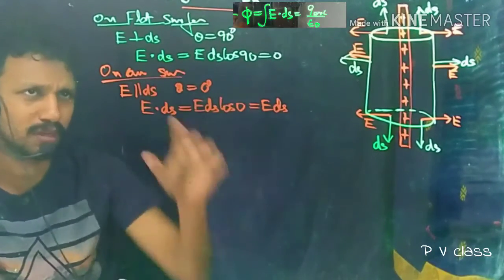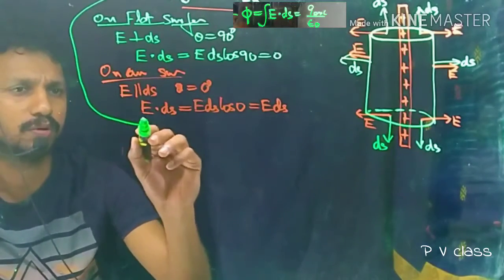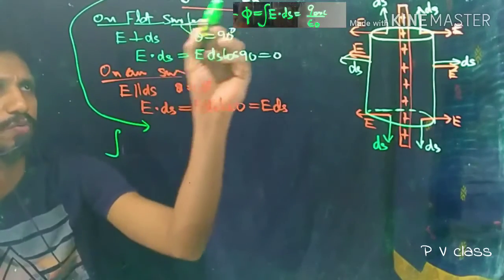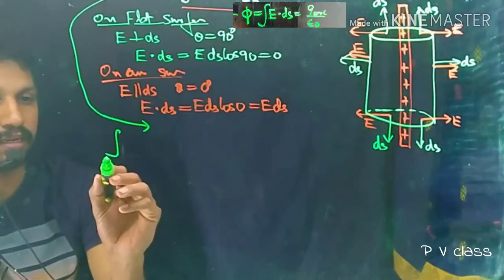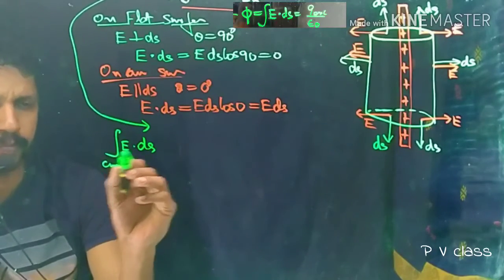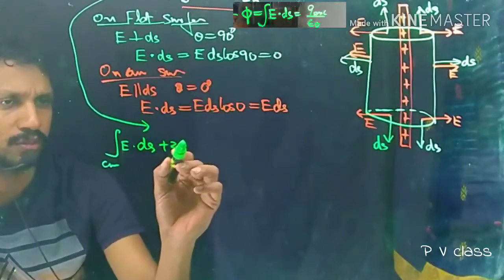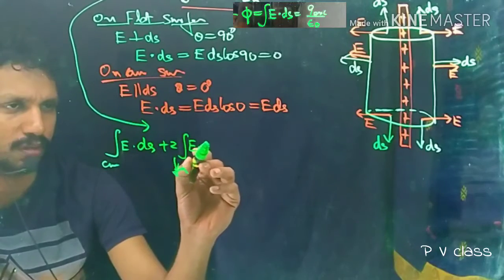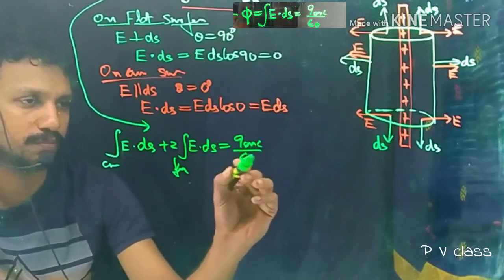Then, after writing these, I am rewriting the Gauss theorem over to this point. Gauss theorem is saying integral of E dot ds is equal to q enclosed by epsilon 0. I am expanding it: integral curved E dot ds plus, since there are two flat surfaces, 2 integral flat E dot ds, that is equal to q enclosed by epsilon 0.